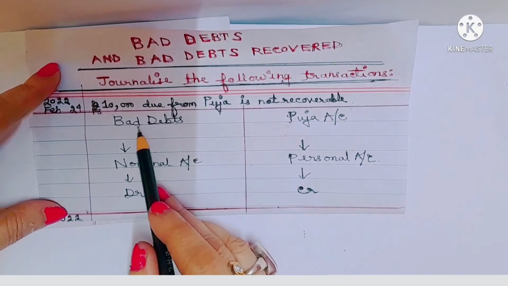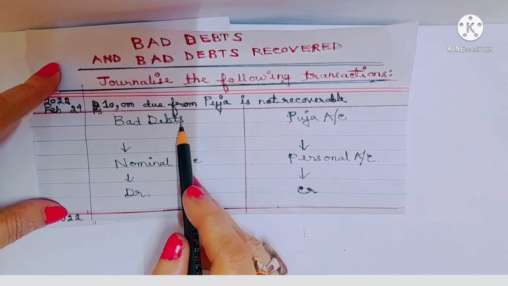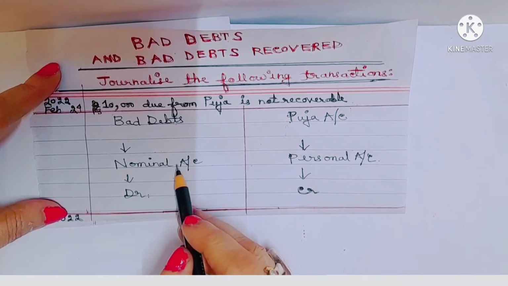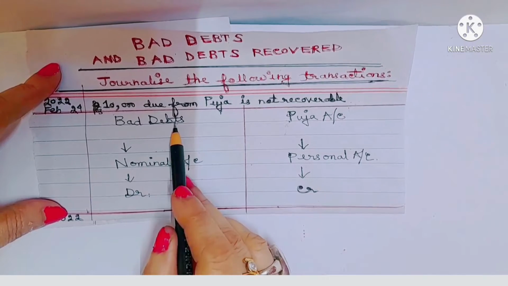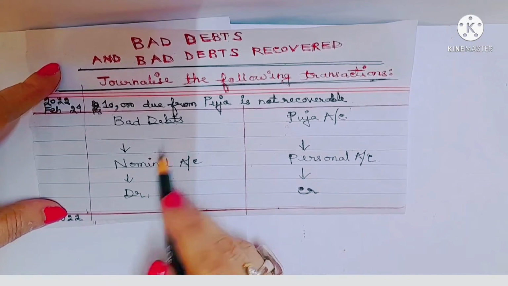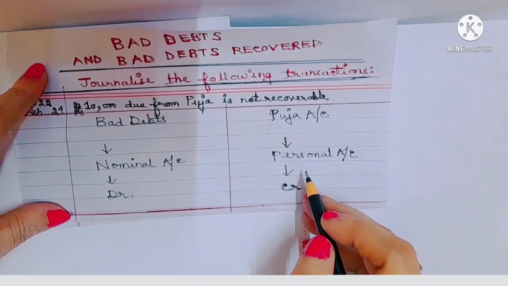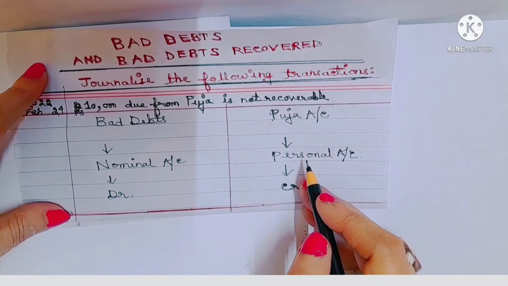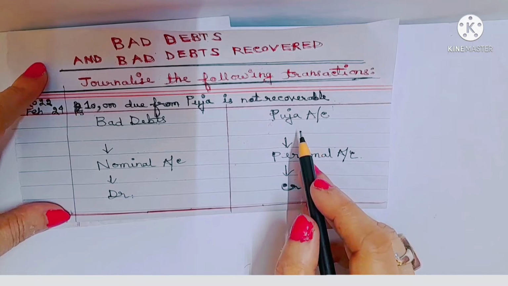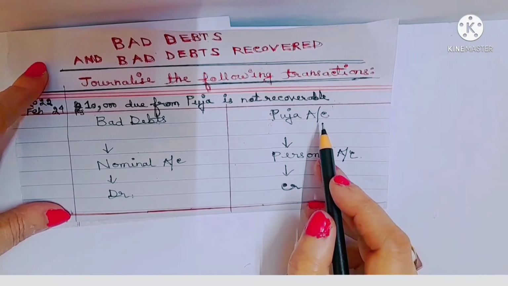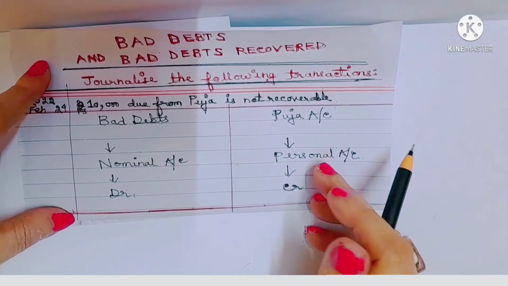So one will be bad debts account. It's a loss for the business. It falls under nominal account always. So bad debts account should be debited. And Pooja account should be credited. It's a personal account. Though she is not the giver of money, still we have to close her account. So Pooja should be credited.